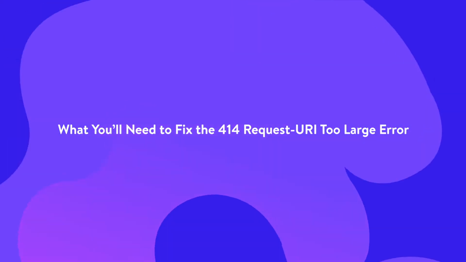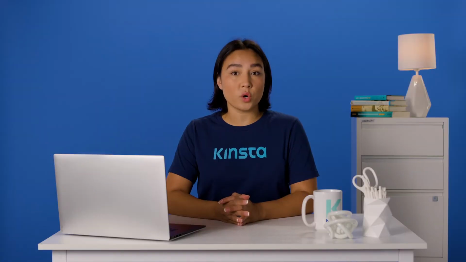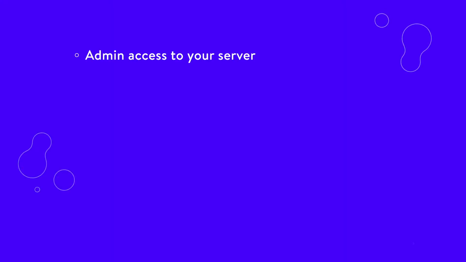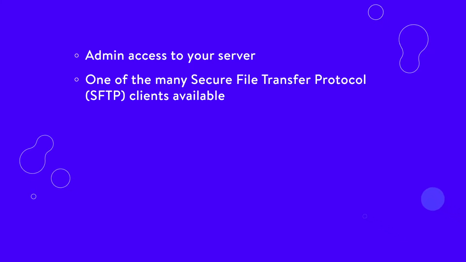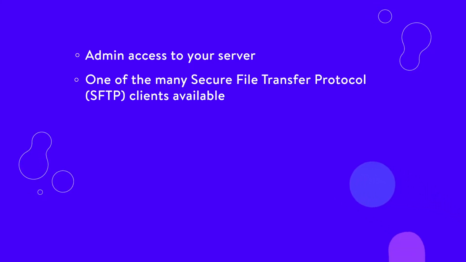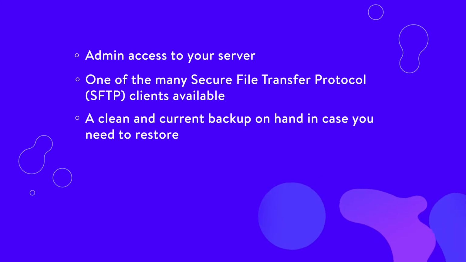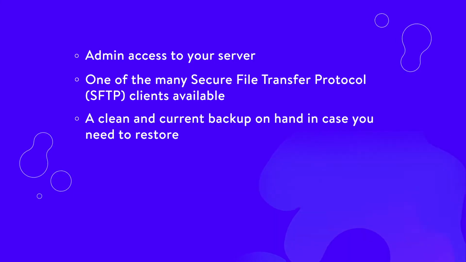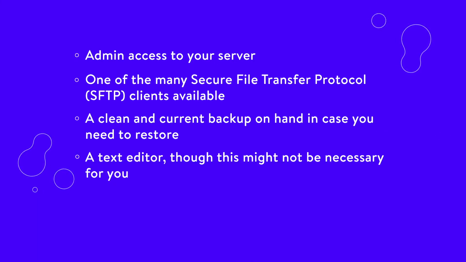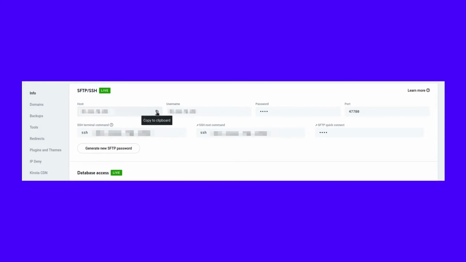Here's a list of tools and skills you'll need for fixing a 414 error. Admin access to your server. One of the many secure file transfer protocol clients available. A clean and current backup on hand in case you need to restore. A text editor, though this might not be necessary for you if you're a Kinsta customer. You'll find your SFTP credentials within the My Kinsta dashboard, along with some other handy functionality to get into your server.